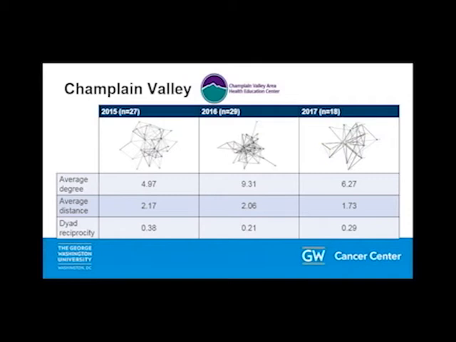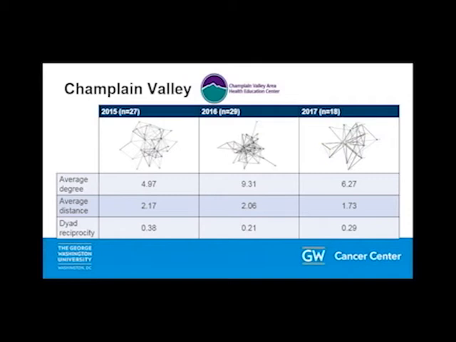Champlain Valley actually had a weaker social network at the beginning of the Roundtable initiative compared to the other 3 sites. But Roundtable participants appreciated the opportunity to share their programs with each other, and we've been hearing a lot of that feedback qualitatively. And they've had very strong leadership and commitment from participants. So the number of connections per attendee increased from 5 in 2015 to almost 10 in 2016, but then it went back down to 6 in 2017.